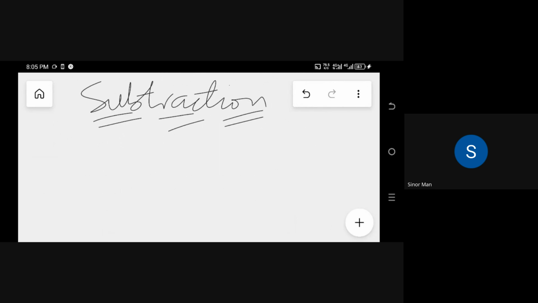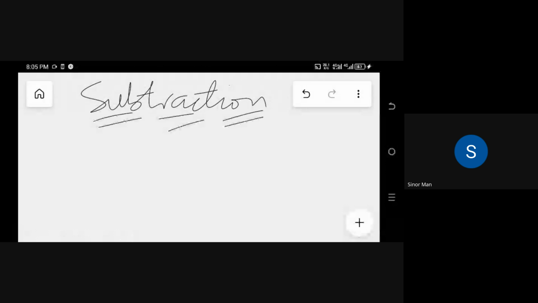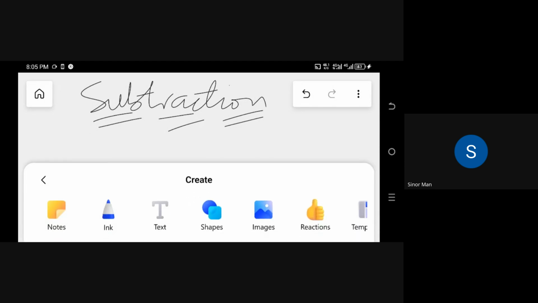So our aim here is to determine how to subtract two or more matrices together.